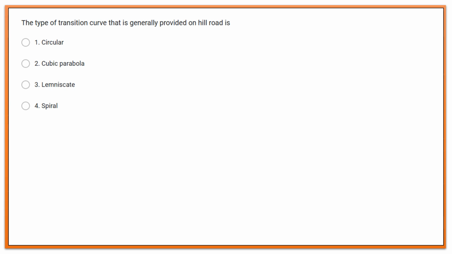The next question, question number 11: the type of transition curve that is generally provided on hill roads. The type of transition curve for a hill road is spiral. So the last option is correct. The cubic parabola is provided for the railway. For the hill road, the transition curve is spiral, and for the railway, the transition curve is cubic parabola. So here the last option is correct, which is spiral.